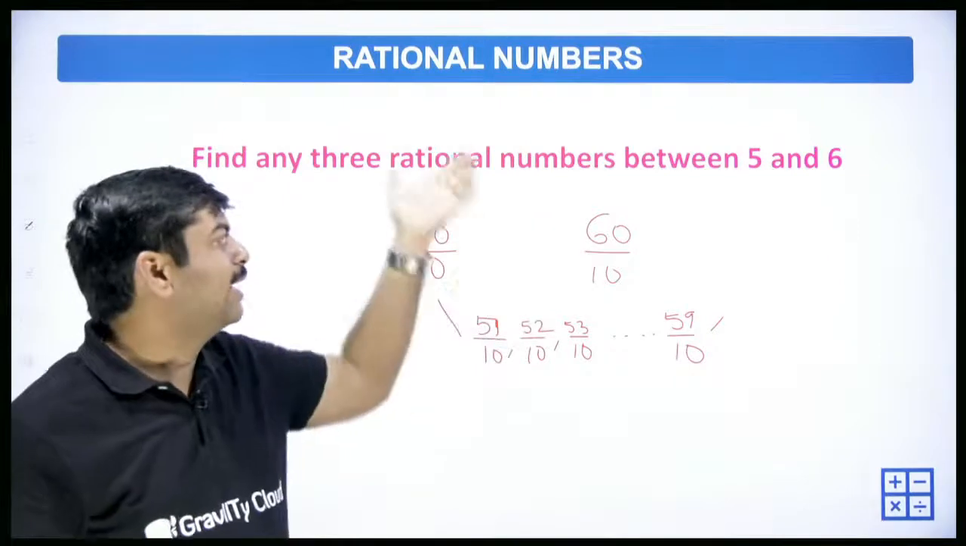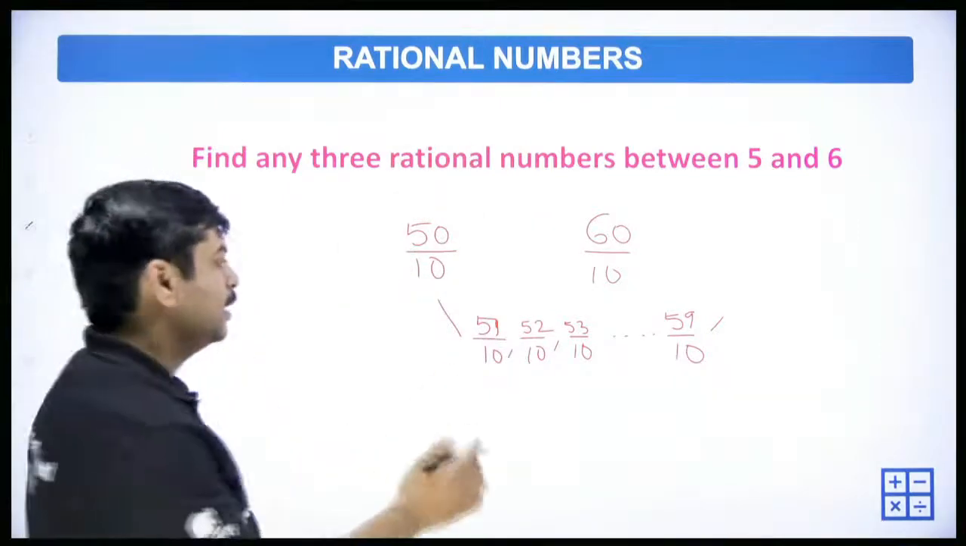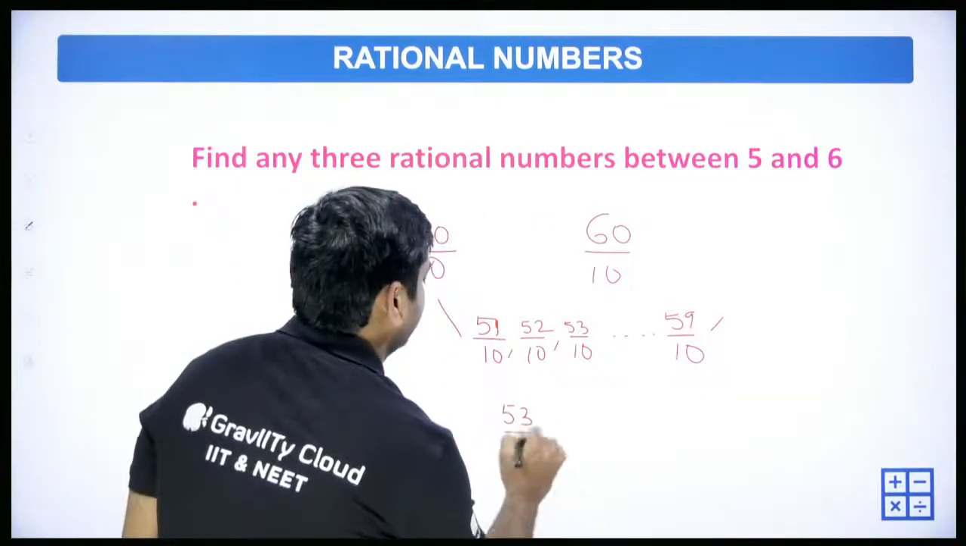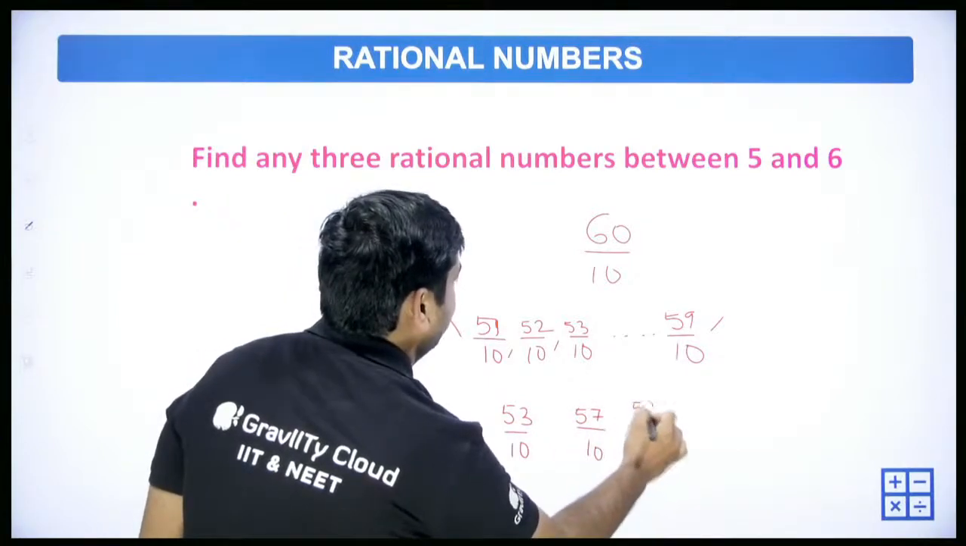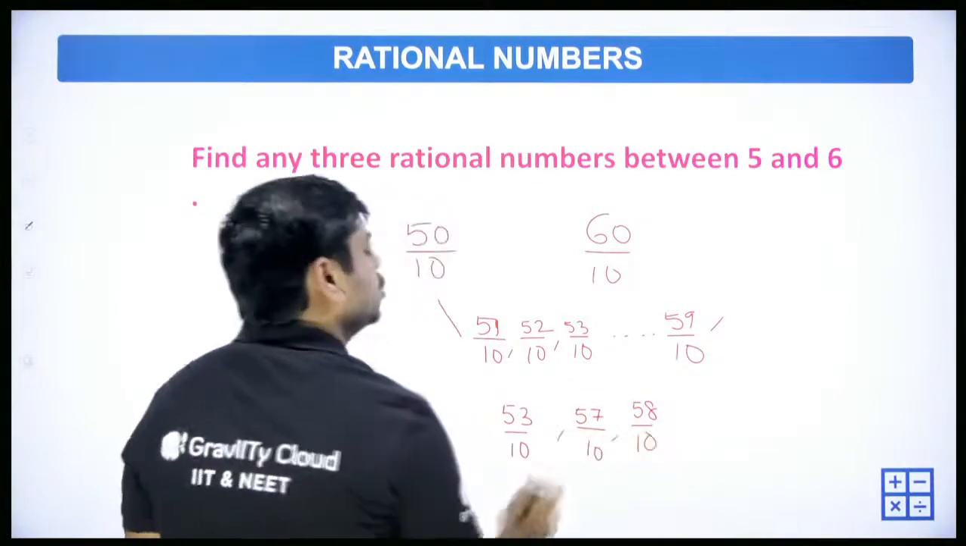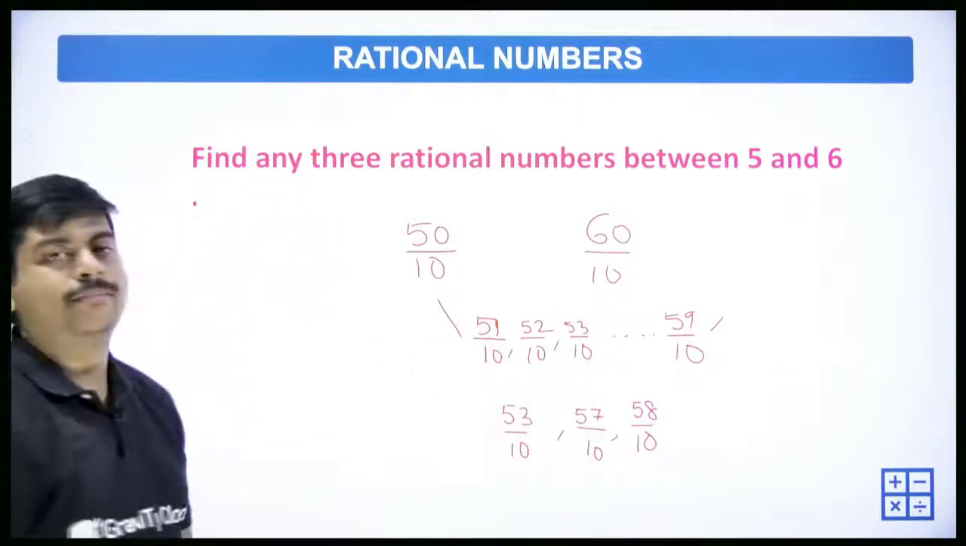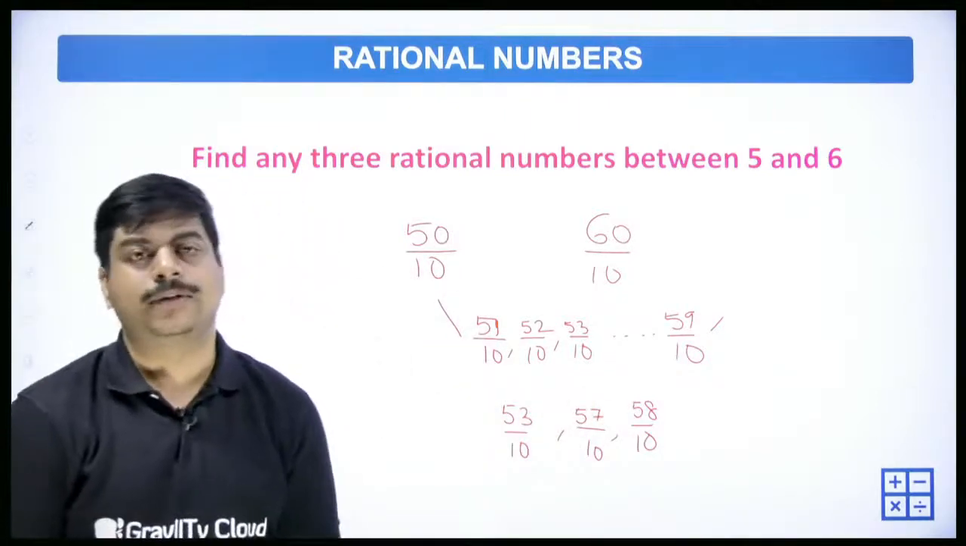Correct? And you can take any three numbers from there. So let's take any three numbers, 53 by 10, 57 by 10, and 58 by 10, or 59 by 10. So all these are the numbers in between them. All these are the rational numbers between them.